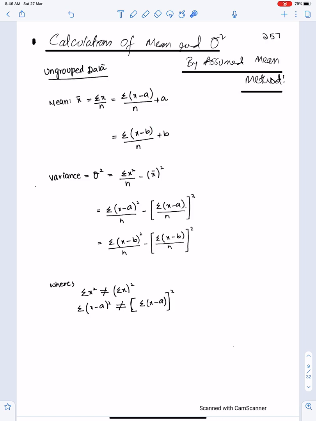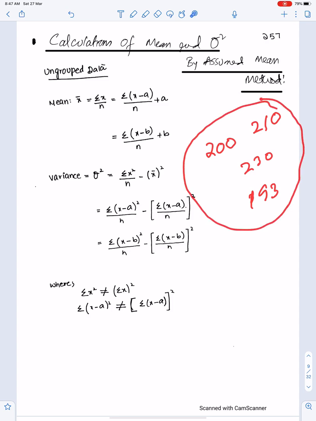If I ask you to find the mean of these 4 observations, whether you use this formula or this formula or this formula, you must get the same answer because the observations are unchanged. So these are 3 different methods of calculating the mean.